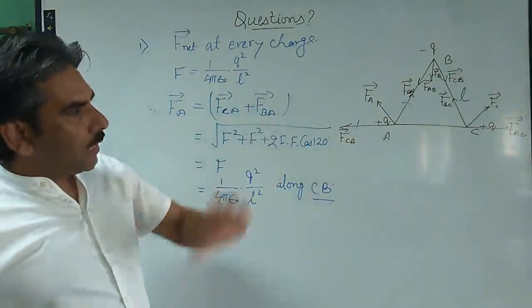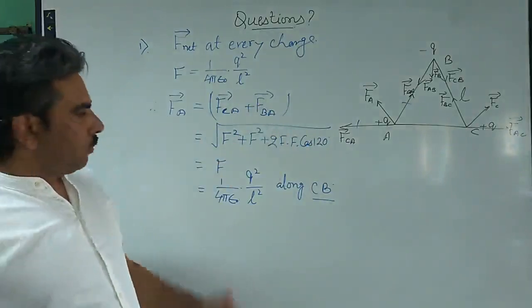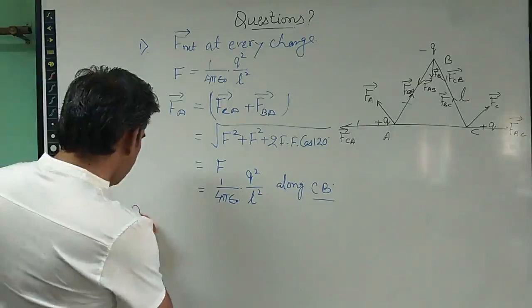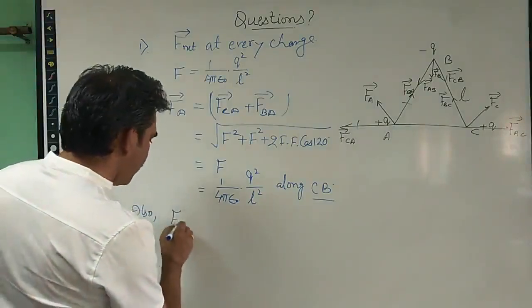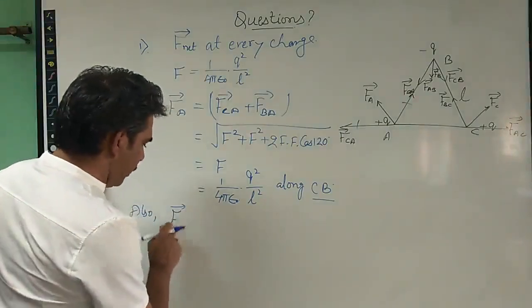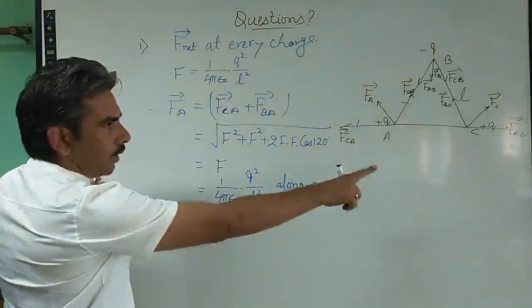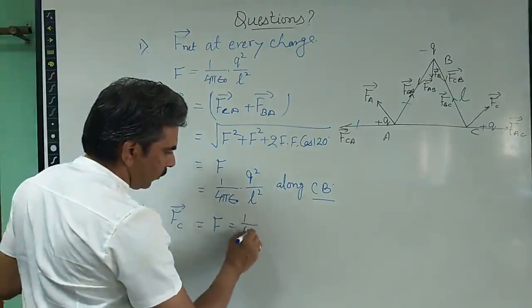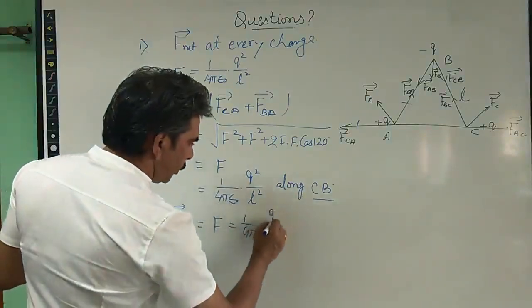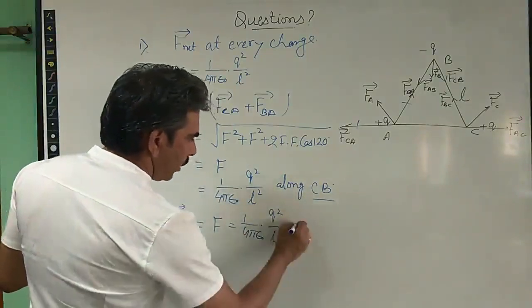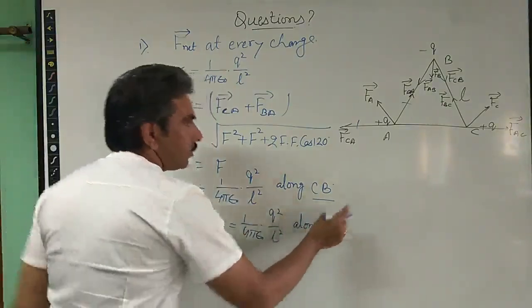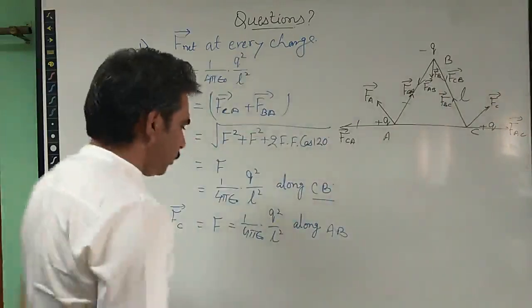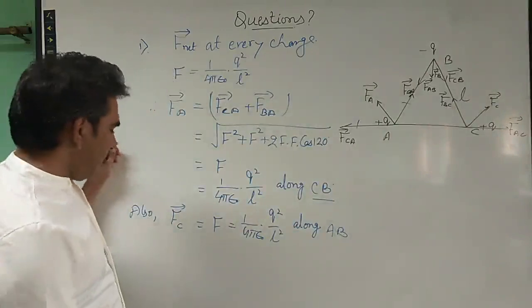Similarly, you can calculate the net force at position C. You will find that it will also be of the same magnitude. You do it yourself, you will also get this equal to the same value. So FC, the force on the charge at C, will also come out to be the same, which is given by 1 upon 4 pi epsilon naught into Q square upon L square, but the direction will be along AB. So this is the direction how we represent it.